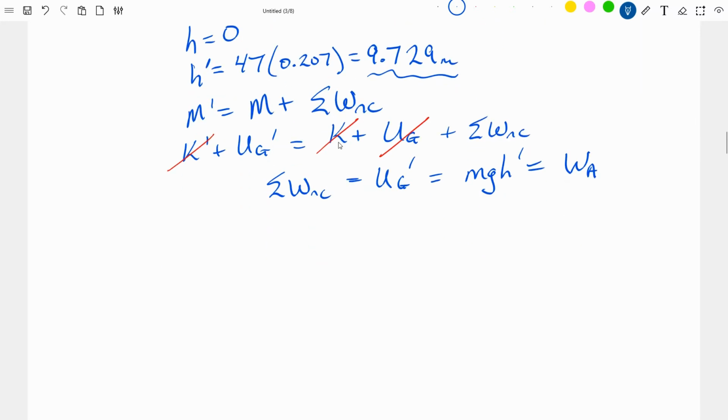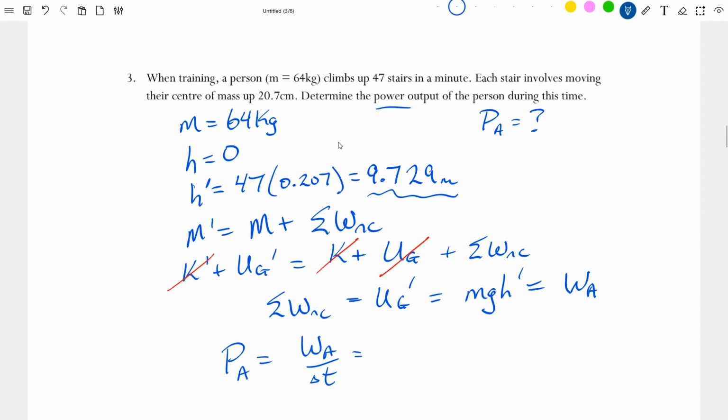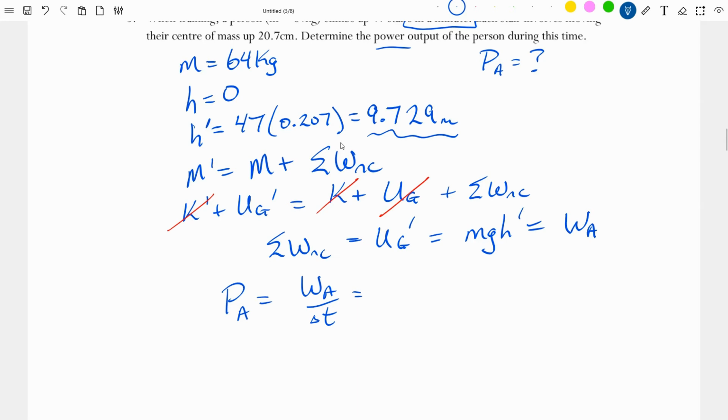So if you want the power associated with the applied force, just take the work that was done by the applied force and divide it by the time that it took to do that work. And we know that it took that person a minute, right? Don't miss little things like that. In a minute, so the time is 60 seconds. So if they did this much work in a time of 60 seconds, let's keep it algebraic one step longer, then this will just do it.